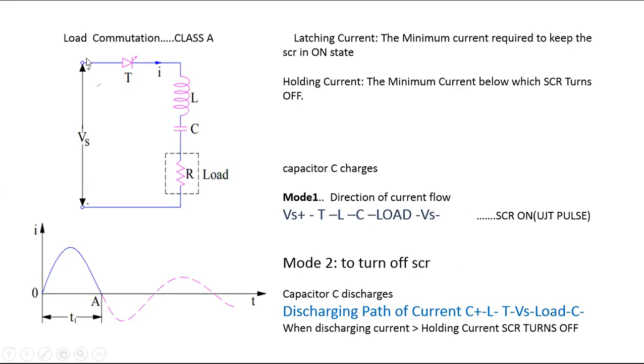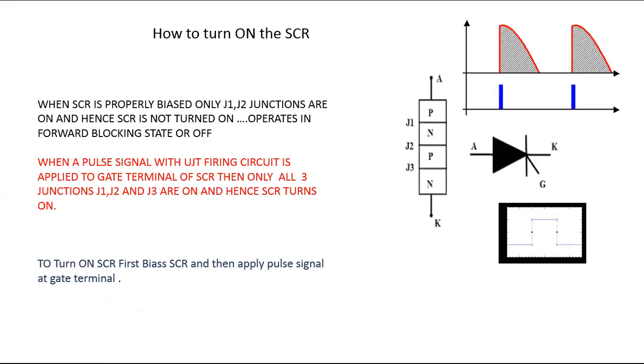So when supply is on, current flows to the SCR. Once the SCR is given the pulse signal, only then will it be turned on, and then current flows through the different components. Why we are placing the inductor and capacitor, we'll discuss when we come to that circuit. Today's class, as per the syllabus, the topic is commutation of SCR.